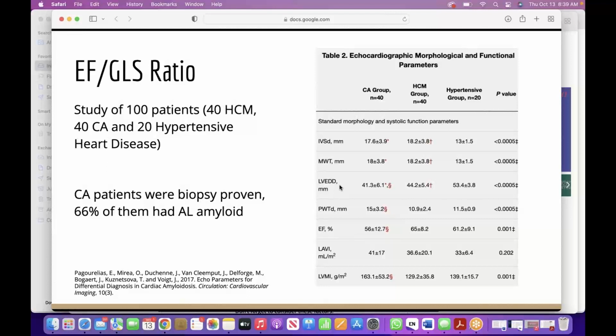And they compared echo parameters between those groups. Between the cardiac amyloid and HCM group, there was a similar degree of septal maximal wall thickness, much more than the hypertensive heart group. Ejection fraction was a touch lower in CA patients compared to HCM and hypertensive patients. And the mass index was also much higher in the cardiac amyloid group. But again, none of these are things that would be diagnostic. And in this study, one other thing to point out is that all these CA patients were biopsy-proven CA patients, of which 2/3 had AL amyloid.